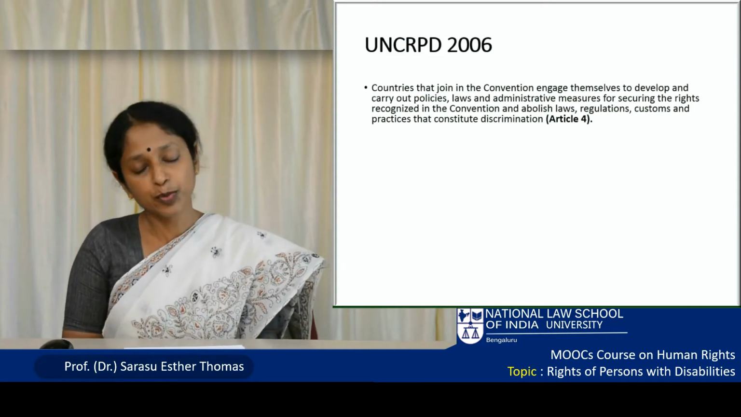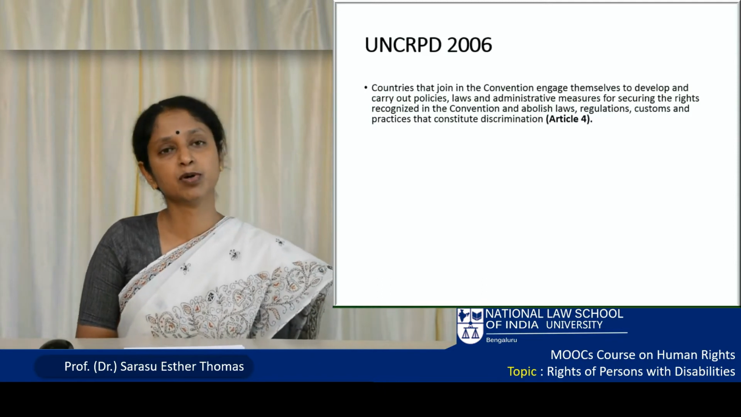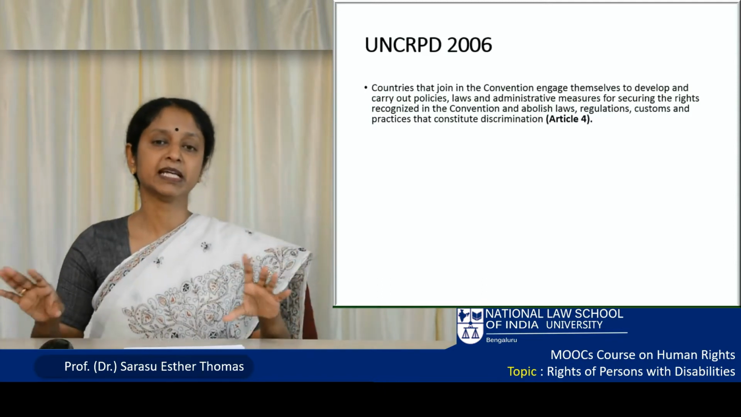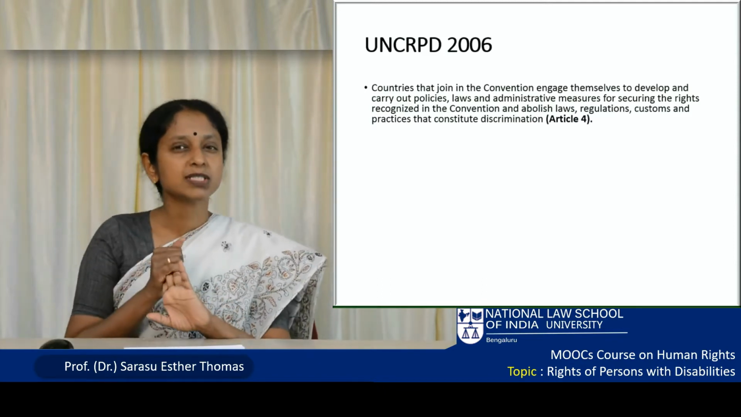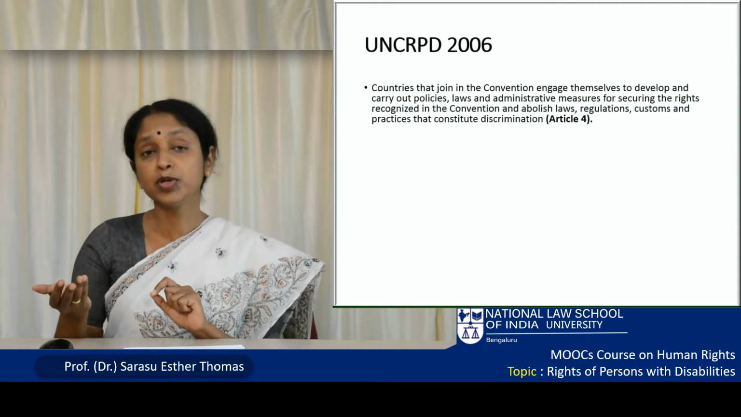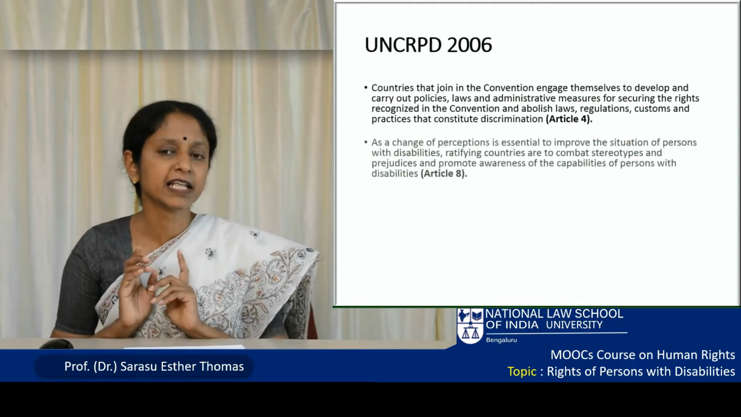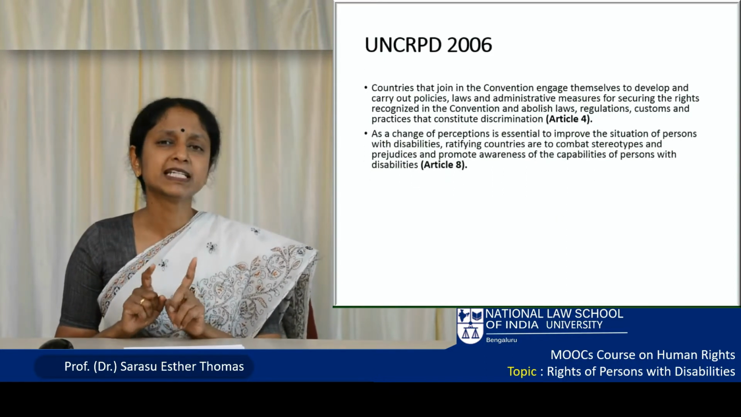Now, I've taken a few articles as examples. So Article 4, for instance, talks about the legal framework which has to be made, that you need to have laws, administrative decisions, practices that uphold rights and which prohibit discrimination. And interestingly, Article 8 deals with combating stereotypes.